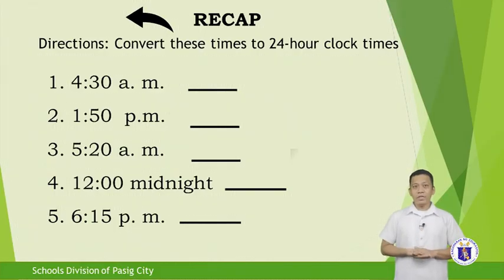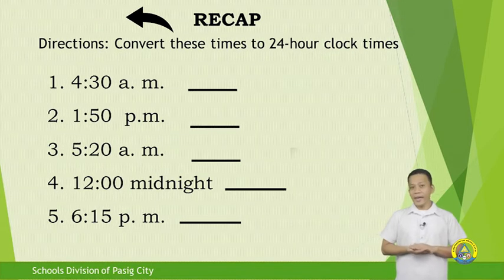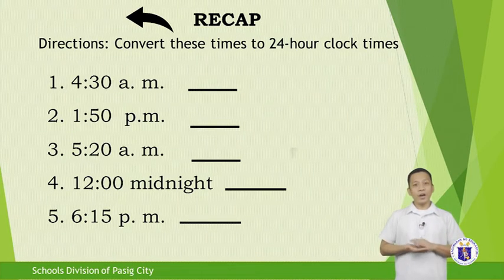This time, children, let us check if you still remember our lesson last meeting by answering this recap. You're just going to convert these times to 24-hour clock times. Number 1, 4:30 a.m. Number 2, 1:50 p.m. Number 3, 5:20 a.m. And for number 4, 12 midnight. Number 5, 6:15 p.m. Your time starts now.